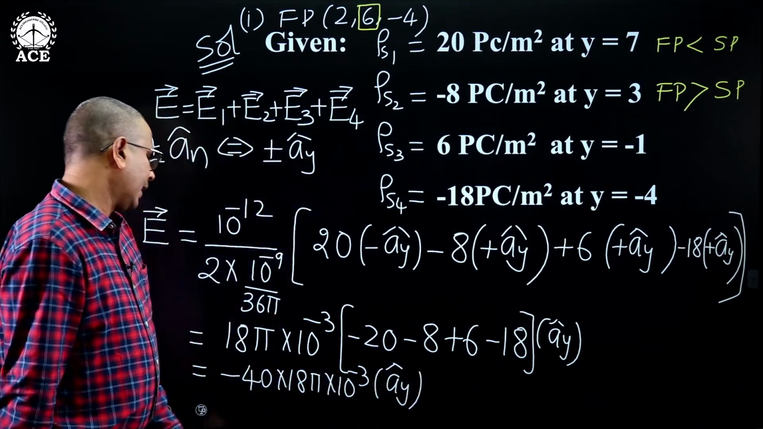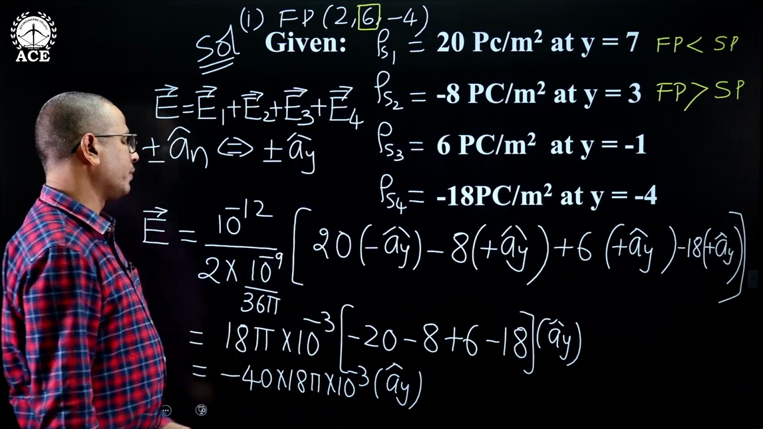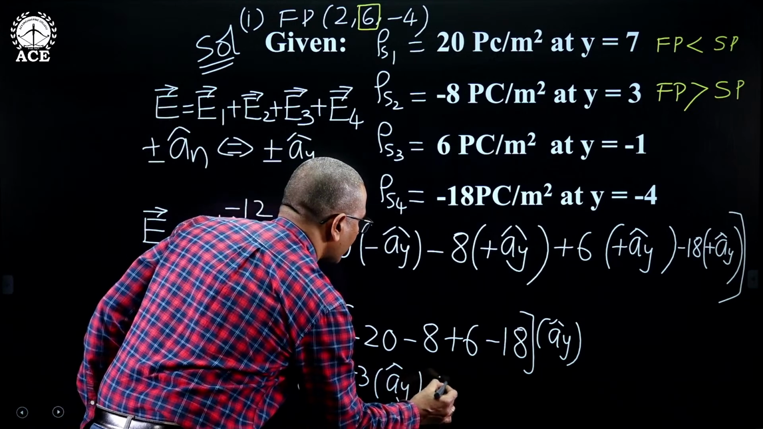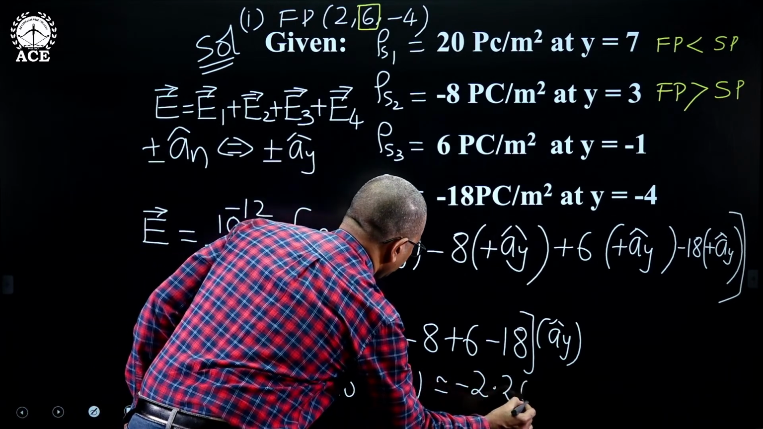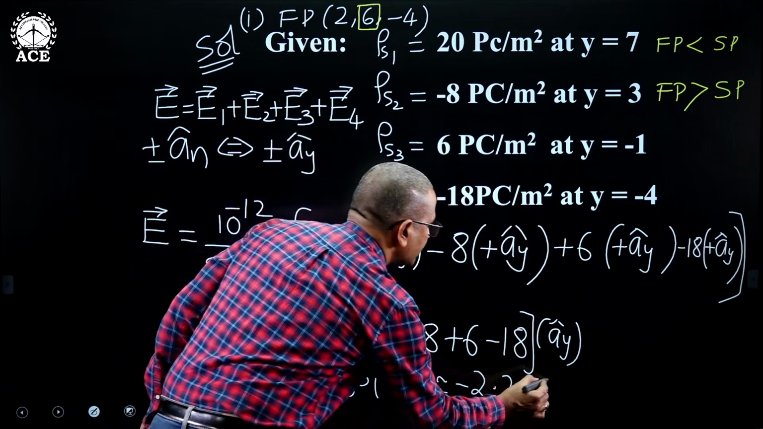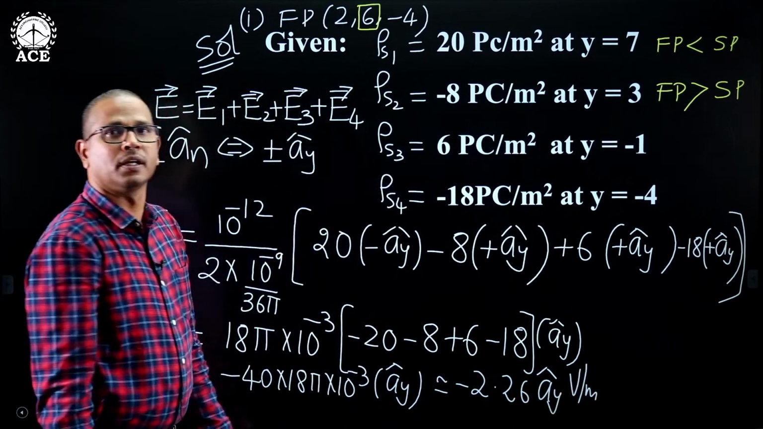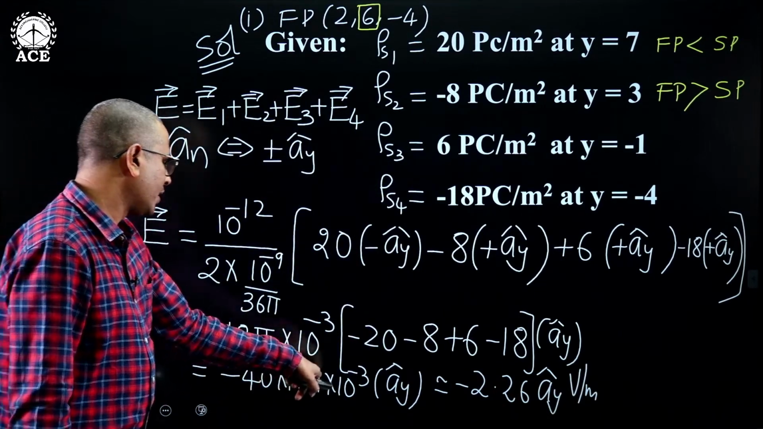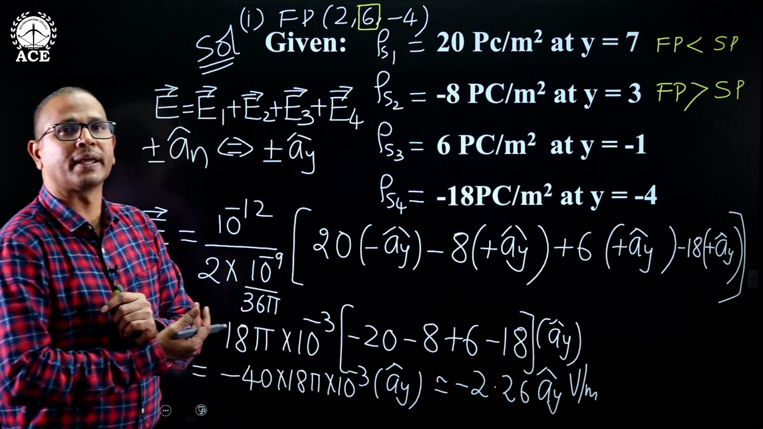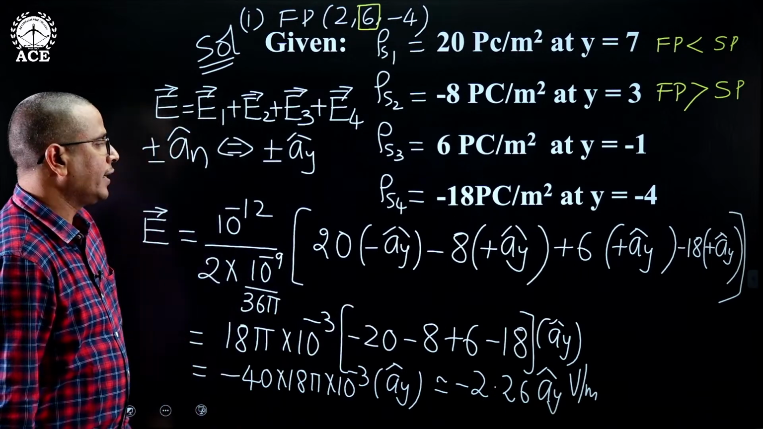Dear students, use a calculator. It's maybe around 720 pi into 10 power minus 3. You'll be getting around minus 2.26. Minus 2.26 AY cap volt per meter. Dear students, check this. You verify with your calculator. This is 720 pi into 10 to the power of minus 3. Just adjust the digits, you'll be getting around minus 2.26.